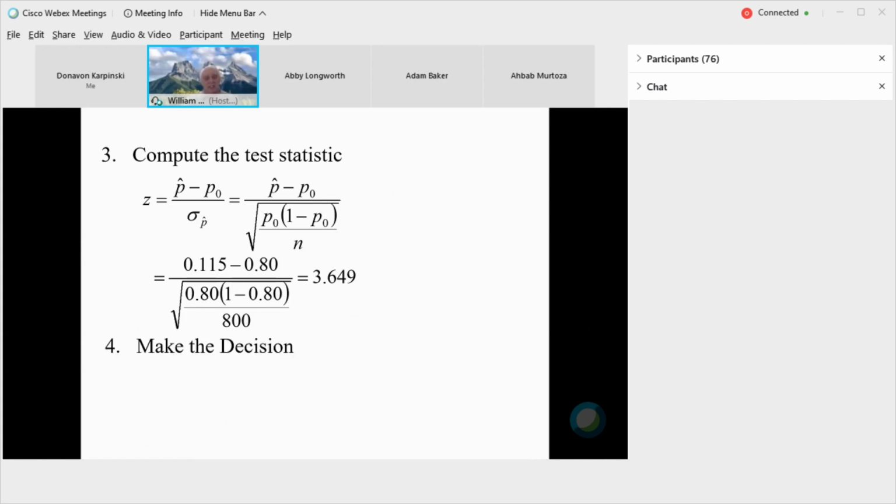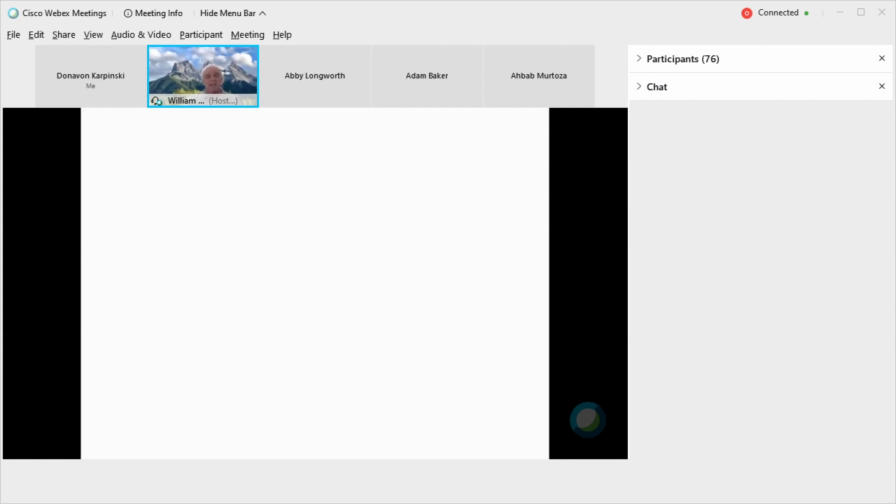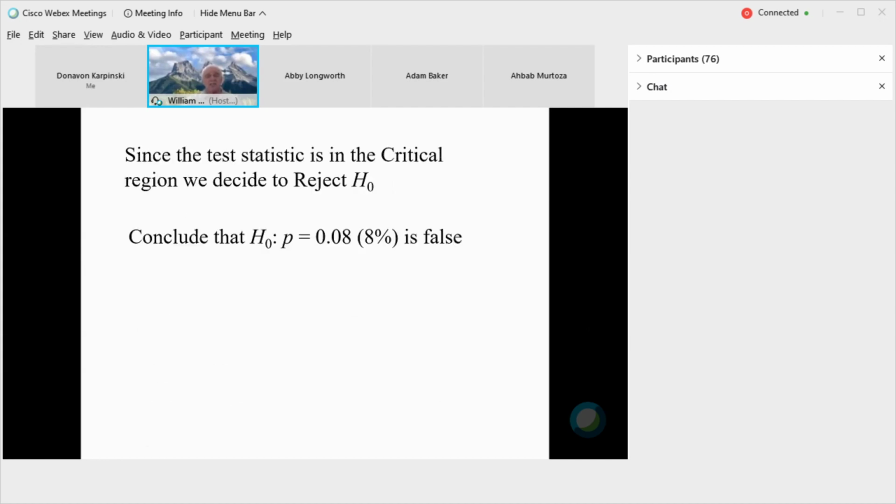You make the decision. Look up Z.025, that's 1.960. We would have accepted if Z was between minus 1.960 and 1.960. We would reject if it's outside of that range. It's outside of that range, so the decision would be to reject H naught.